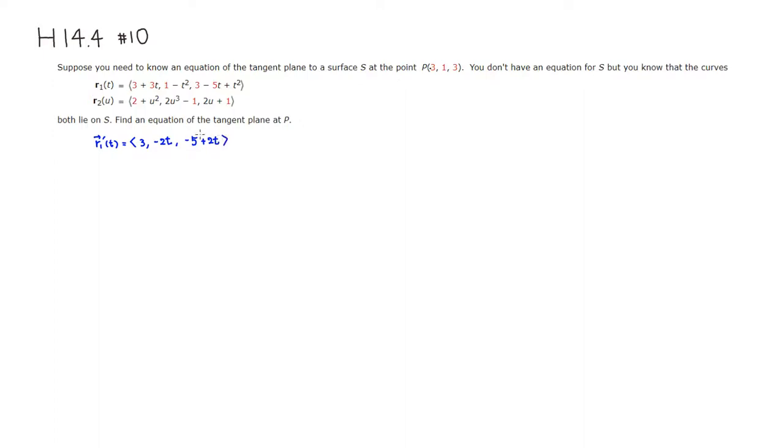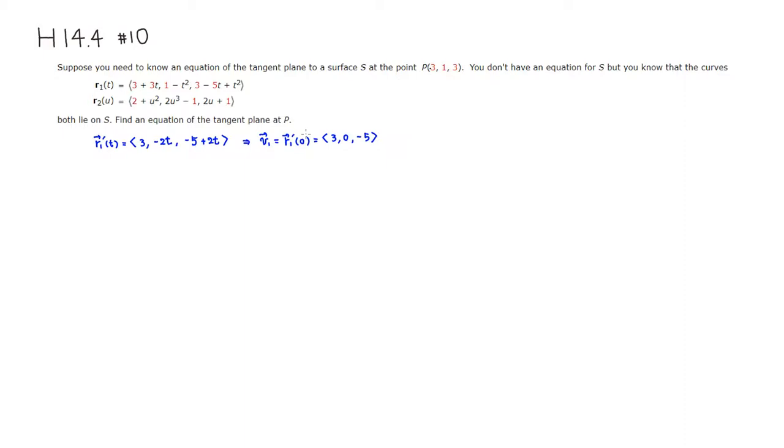Then since the point is (3, 1, 3), in this case 3 plus 3t has to be equal to 3, so t is equal to 0 at that point. So plug in t equals 0, and we can find the direction vector. I'm going to call it v1. So r1 prime at t equals 0 is (3, 0, -5). That's the direction vector of the first curve.